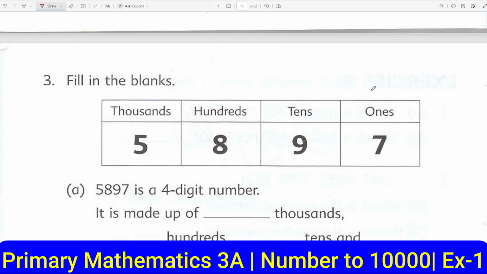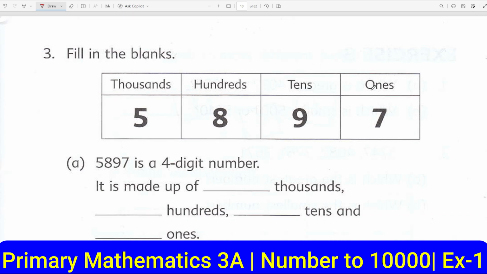Next one, fill in the blank. Here 1000 is a 5, 100 is an 8, 10 is a 9, 7 is ones. So it means 5897 is a 4-digit number. It's made up of 5000, right? It's 5000, 800, 9 tens, and 7 ones.